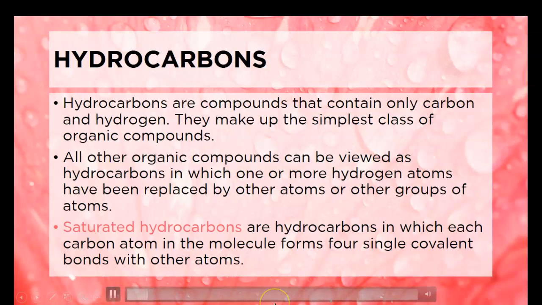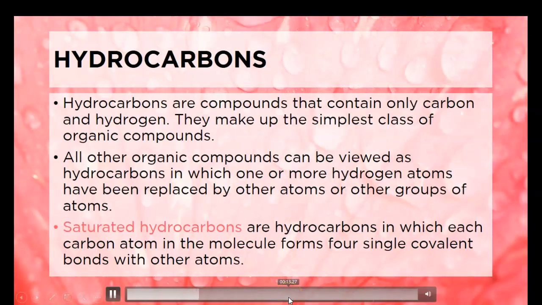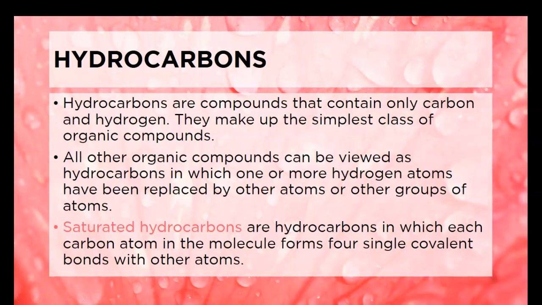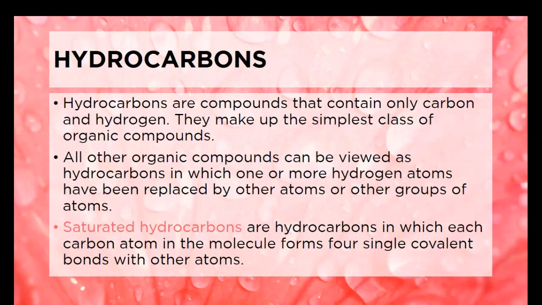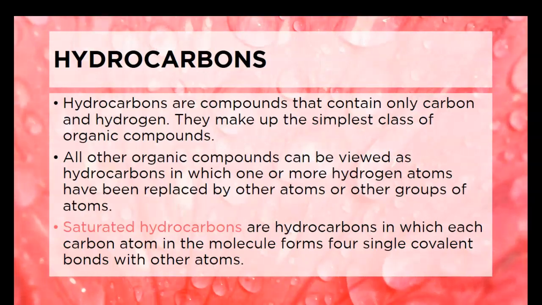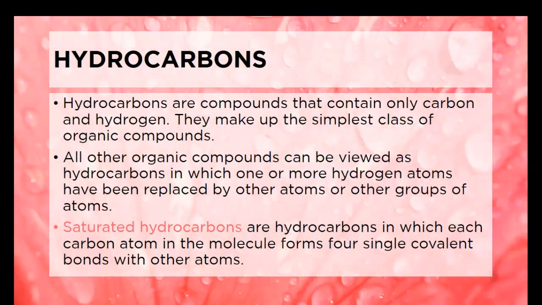So hydrocarbons, to define them, are compounds that only contain carbon and hydrogen. They're the simplest class of organic compounds. So again, we're just giving a base level of what OChem would be like. They get more complicated though, and you can start to see you can make any combination of these things. That's why there are so many different organic compounds out there.